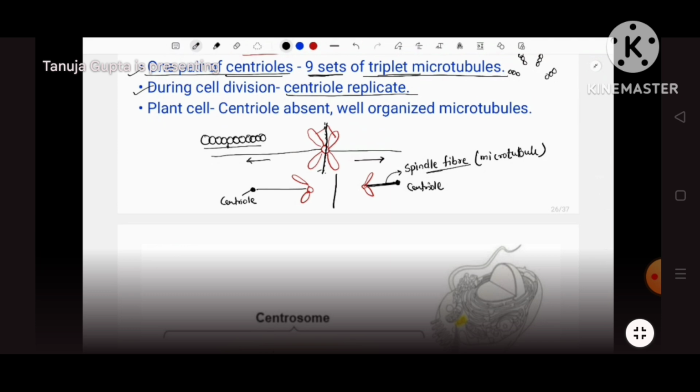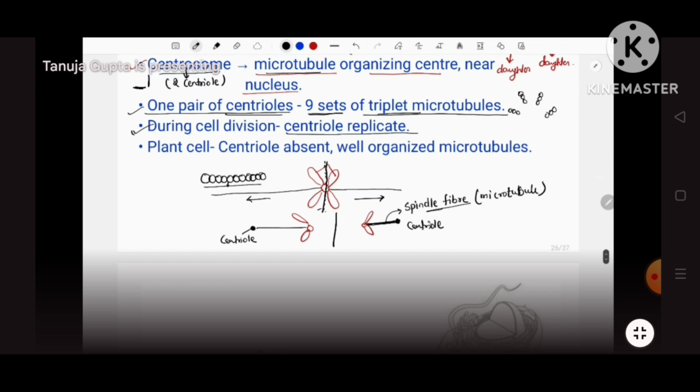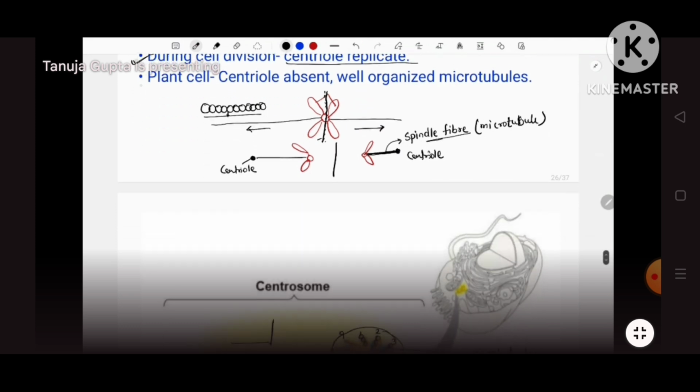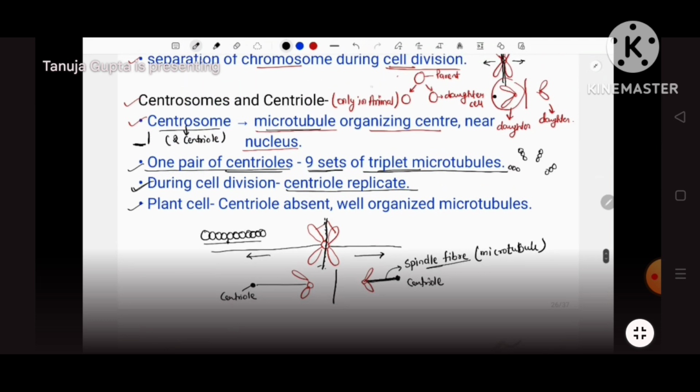It makes its replica. It makes one more copy. This one you just understand this much only. When we go into detail later on, then I'll let you know about this one. Now the thing is, as I told you, it is only present in animal cell.